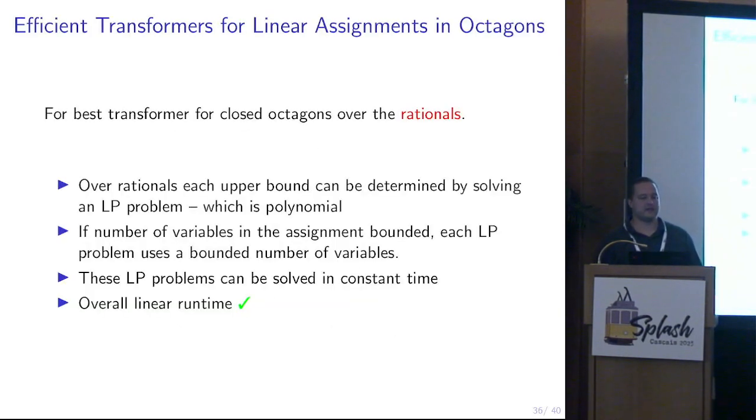And then when we consider the best transformer for closed octagons over the rationals, then each upper bound can be determined by solving an LP problem. Solving these LP problems is polynomial. If the number of variables in the assignment is bounded, then each LP problem uses a bounded number of variables, and those LP problems can then be solved in constant time, which gives you an overall linear runtime for the case of the rationals. For the case of the integers, this is not the case.